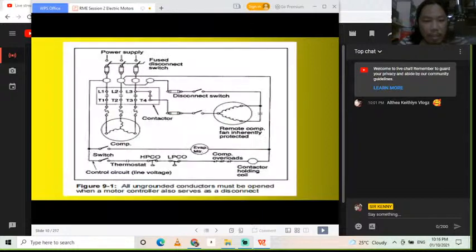So, ito po yung ating figure. Nakita nyo yung figure natin. So, meron tayong all ungrounded conductors must be opened when a motor controller also serves as a disconnect. So, ito po yung disconnect switch ng ating motor controller. Yan, disconnect switch. And then, ito po yung ating control circuit line voltage switch. So, dapat all ungrounded conductors must be opened. So, i-open natin to. Okay. Next.